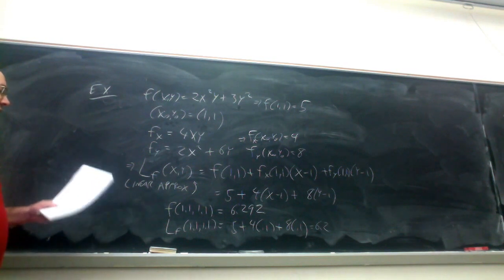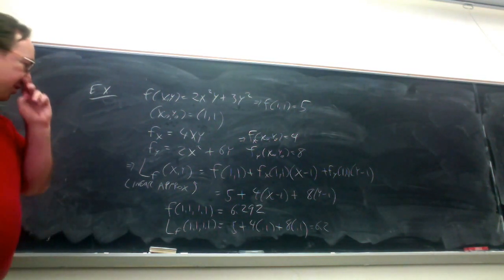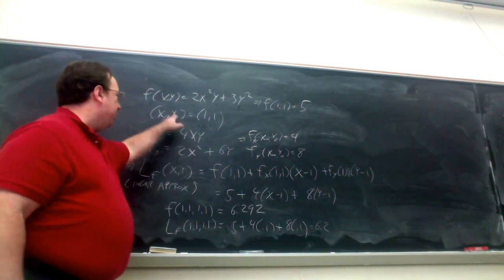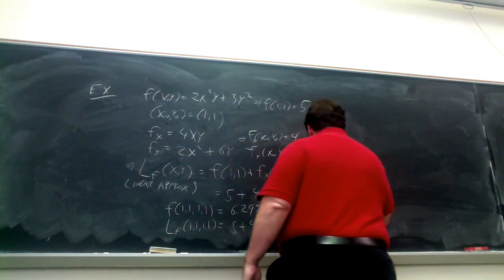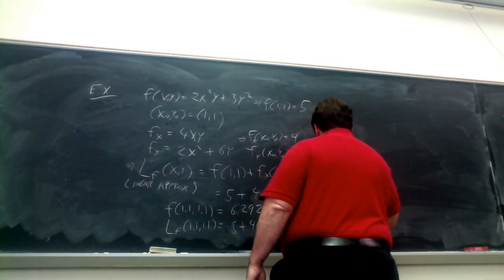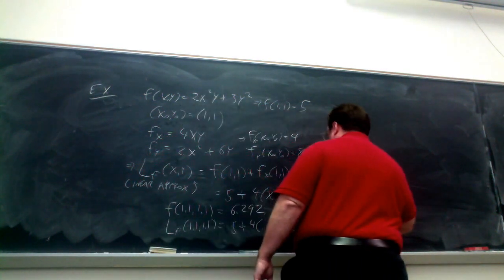Okay, but now I'm going to do one more estimation to show you an interesting effect. Because here, I wandered away from my point of tangency by 0.1 in each direction. And in this case, the error, so the exact minus the approximate, was 0.092.